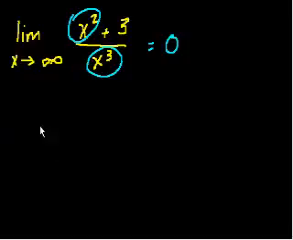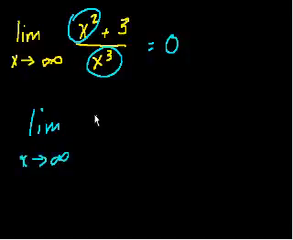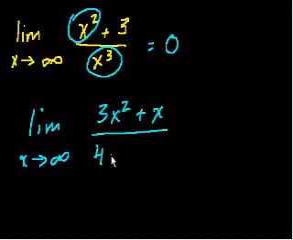Let's do one more. I think I have time. I'll do this fast so I can confuse you. The limit as x approaches infinity of, let's say, 3x squared plus x over 4x squared minus 5. These problems kind of look confusing sometimes, but they're really easy. You just have to think of what happens as you get really large values of x.